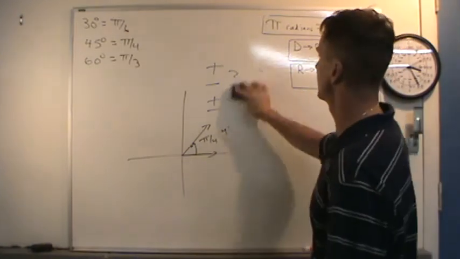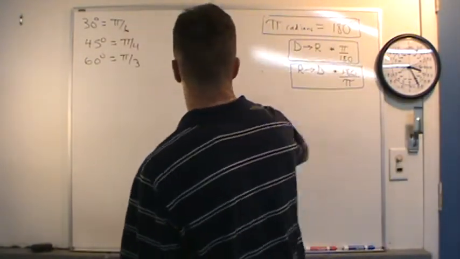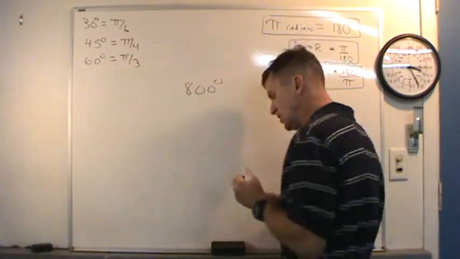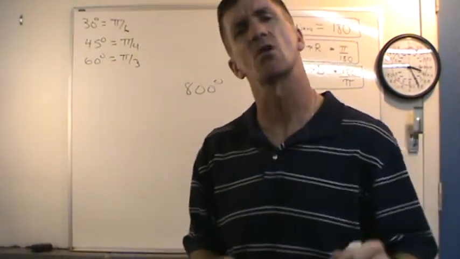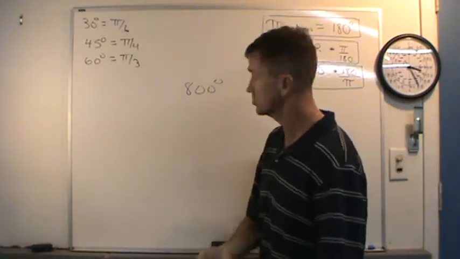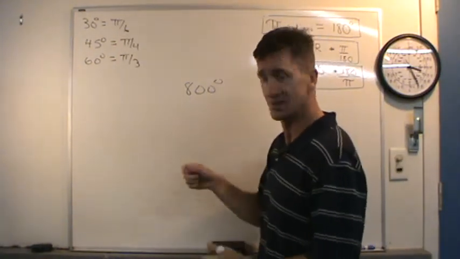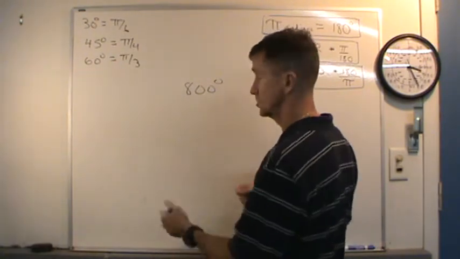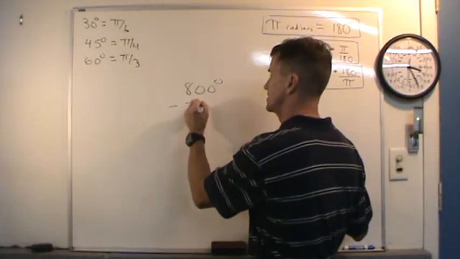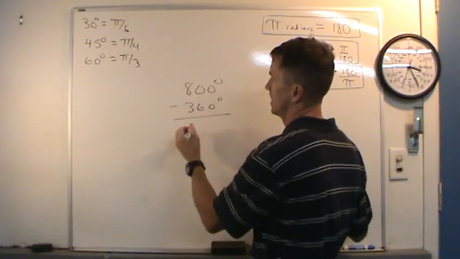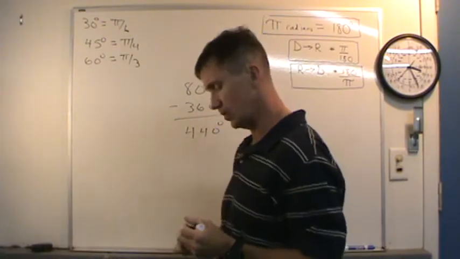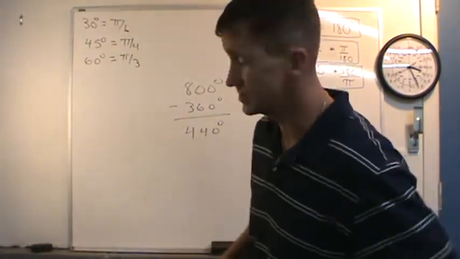If you just have to find the angle. Let's say the angle was 800 degrees. And you need a coterminal angle that's between 0 and 360 degrees. Alright, just continually subtract 360 from this and from the next one until you get to an angle between 0 and 360. I'll show you what I mean. When I subtract 360 once, I get 440 degrees. So 440 degrees is coterminal with 800 degrees.